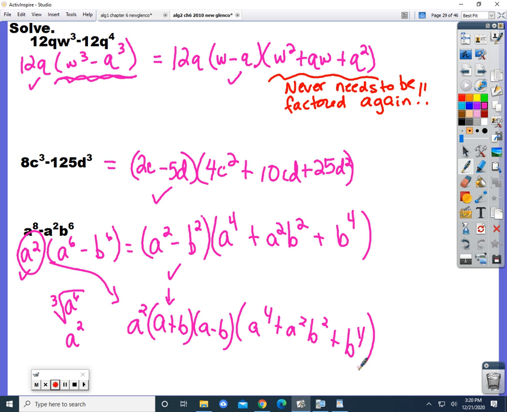Okay, so let me back up. Pull the GCF out. We were left with a to the 6th minus b to the 6th. Then we had to notice they were differences of 2 cubes. And then take the cube root, a squared minus b squared, and then use those to get your trinomial. And then those factored into a plus b, a minus b. So, wow, that was the final answer.